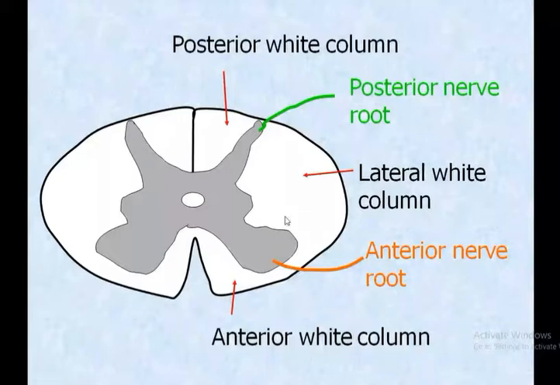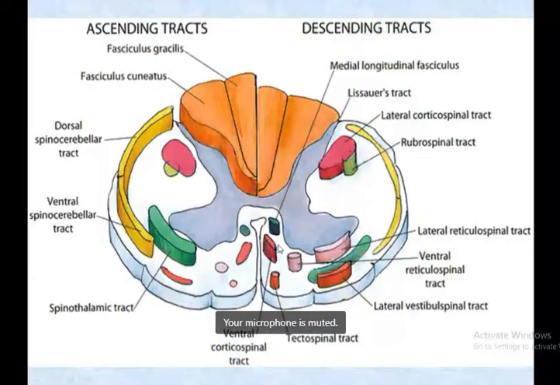So within these three different regions of white column, both ascending and descending tracts of the spinal cord are dispersed within the white column like this. Okay, your anterior white column, lateral white column, and posterior white column. We can see numbers of ascending and descending tracts dispersed within. So these are the tracts which we are going to study now. So let's enter the topic.